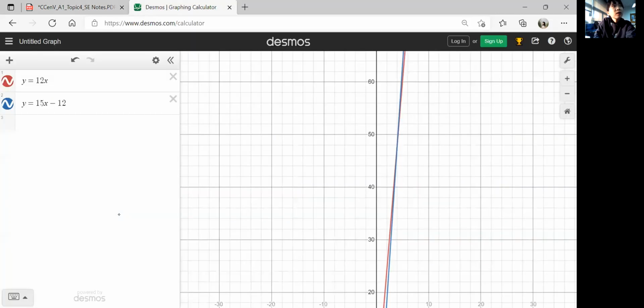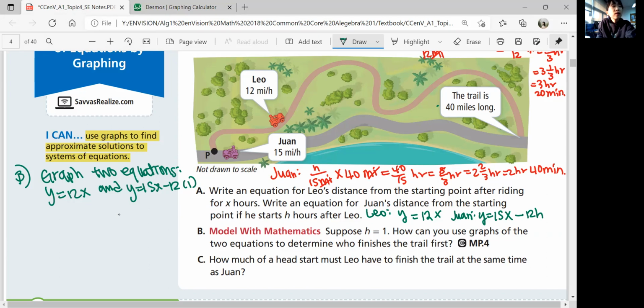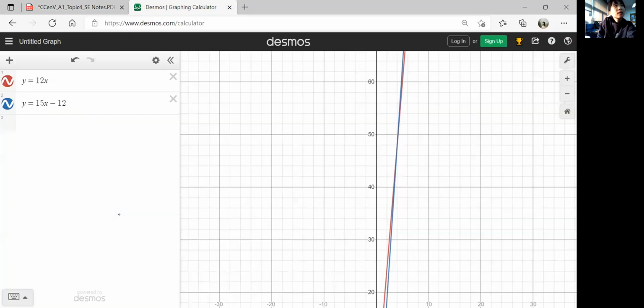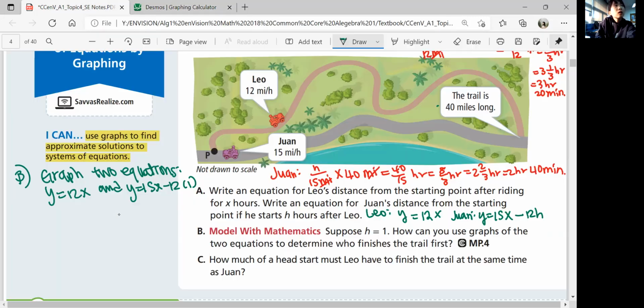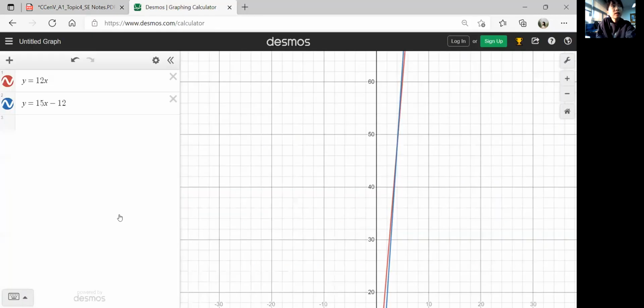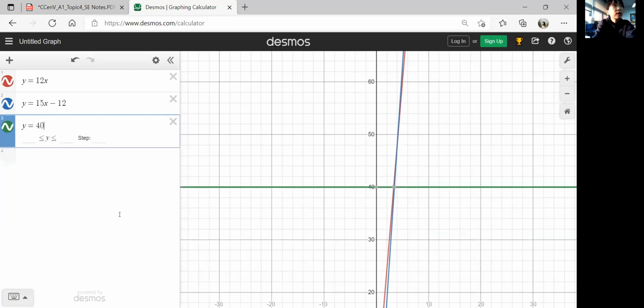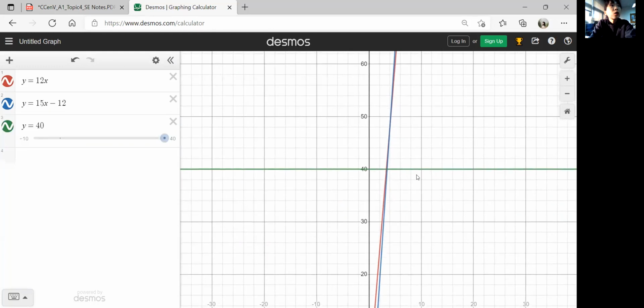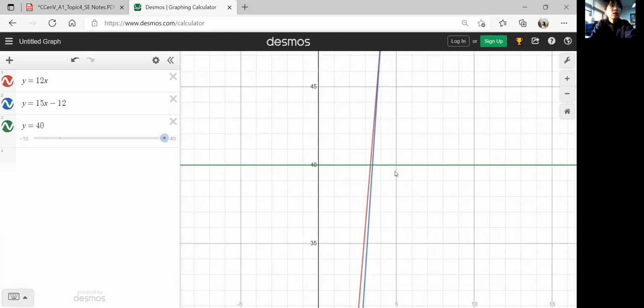After you graph them, graphing two equations is not enough. You want to know when they finish it, right? When they finish the trail, which is 40 miles long. And the distance in this graph is represented by y. So you also want to graph the equation y equals 40, because that's when they finish it, right? When you graph y equals 40, you know when you want to stop, right?